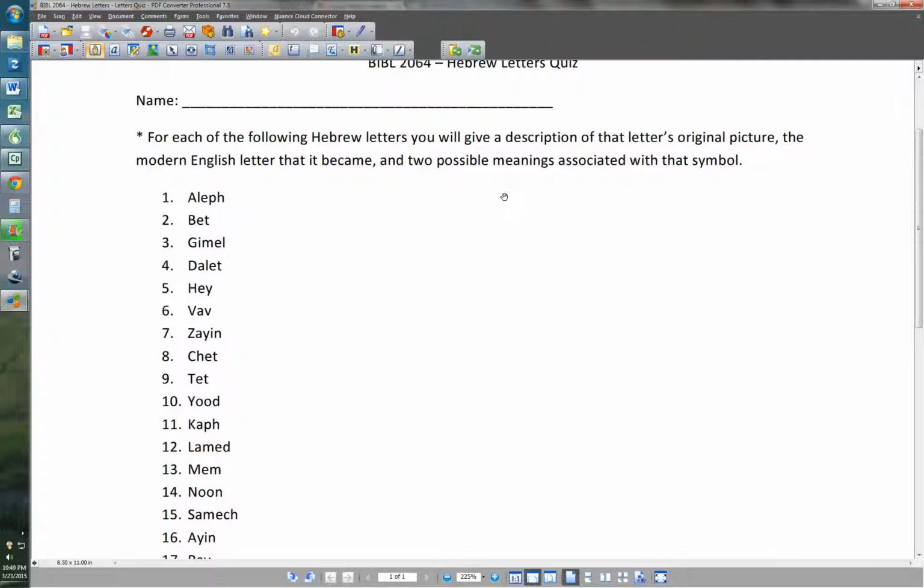And so this is what I want you to do for each of these, right? I want you to be able to have me say, okay, what was the Vav? What was the Chet? What was the Yud? Right? And you need to know what that picture was, what letter it became, and two possible meanings associated with that symbol. So when that symbol is in a word, it has a variety of meanings that I gave you.